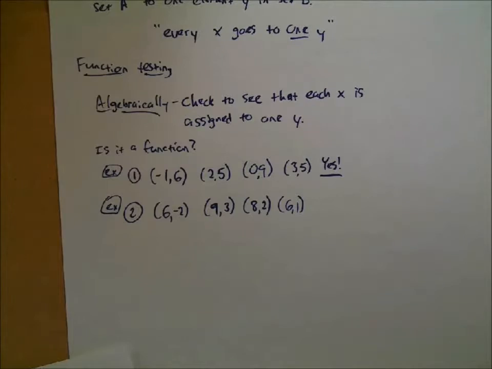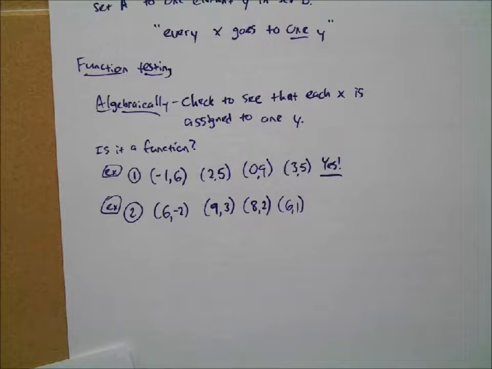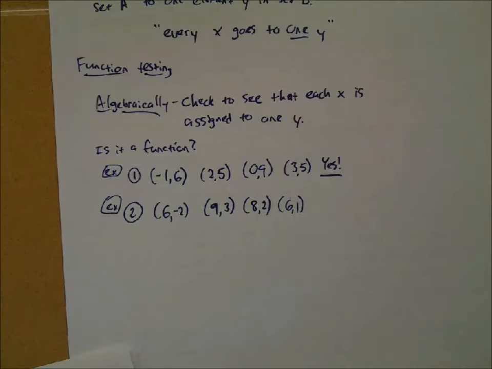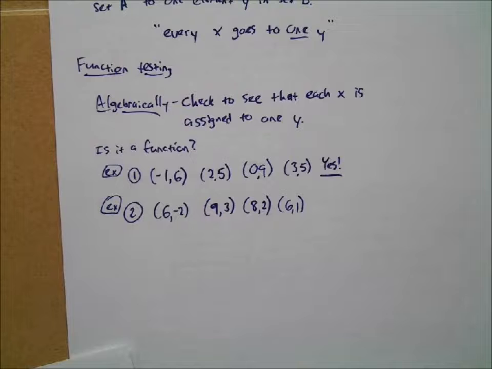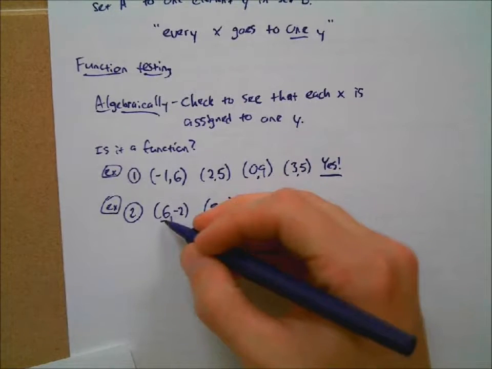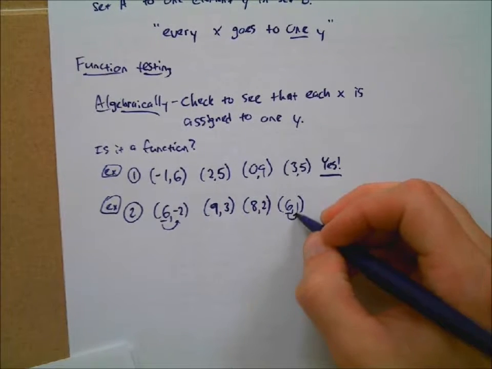So, second scenario, same question though. What did we say? Function or not? No? Okay, why not? 6's go to -2 and to 1. So that's exactly right. This 6 is paired with a -2, this 6 is paired with a 1, and so no.